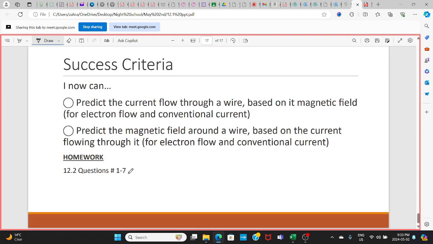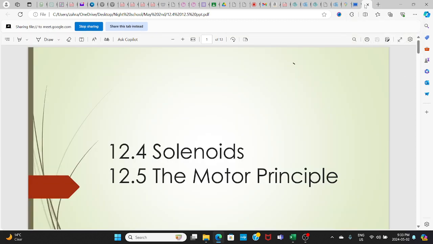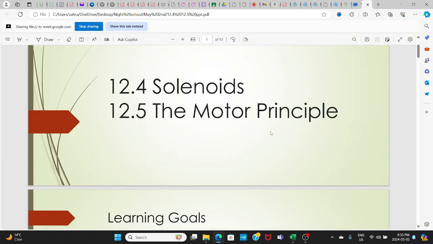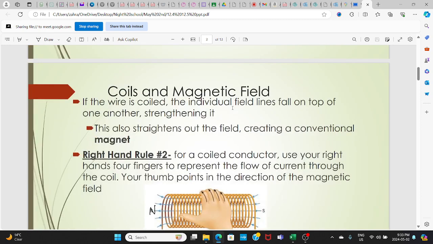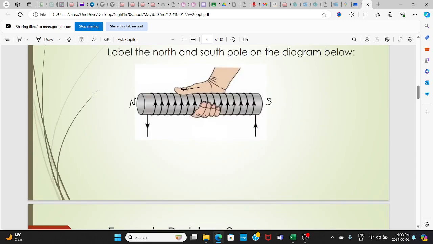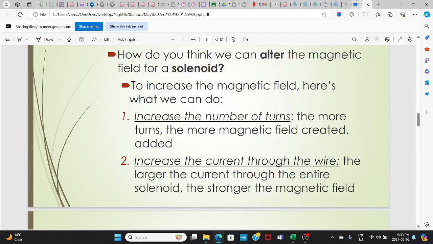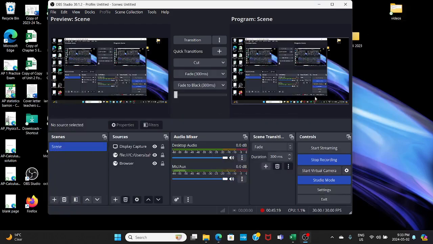And don't forget to do your homework. The next one is solenoid and the motor. I'm not going to do that. I'm going to leave it for the next class. Make sure you just do the homework. This one, I'm going to cover in the next class, okay?